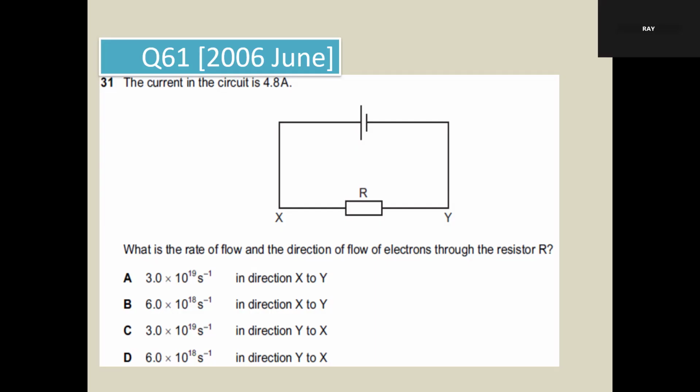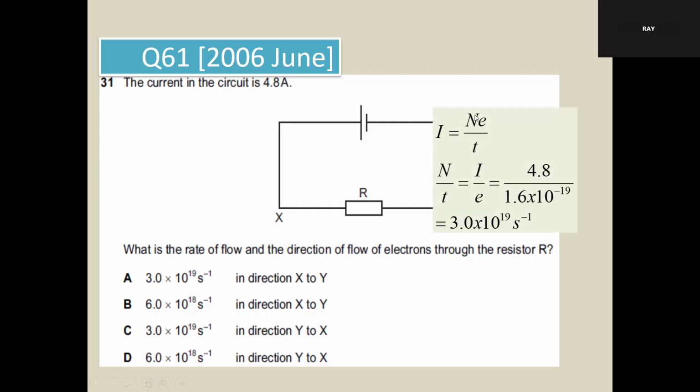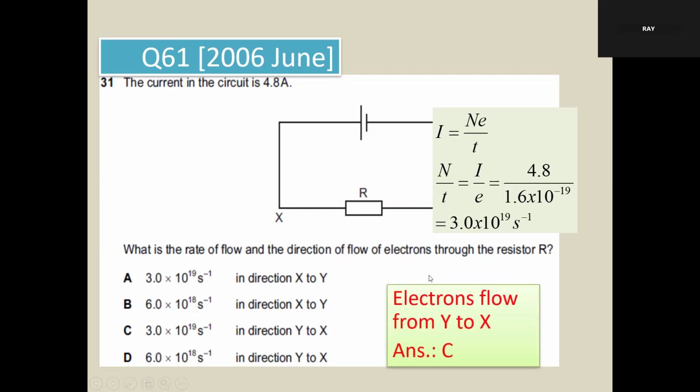Electron will flow from Y to X. Then the other one is to calculate the rate of flow and direction of flow of current of electron through the resistor. So that is your definition for current. So you want to find N over T. So N over T, take the E down there, put the current, there's the charge of the electron from the data sheet, and calculate out. So the answer is 0.